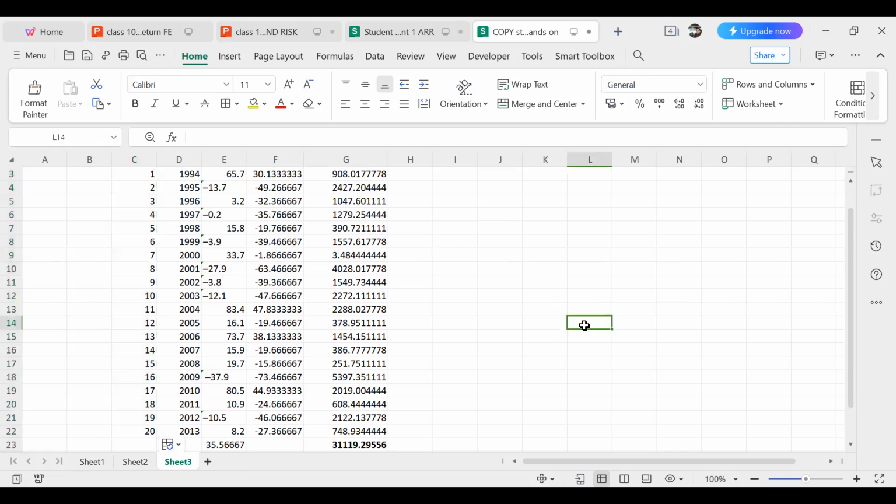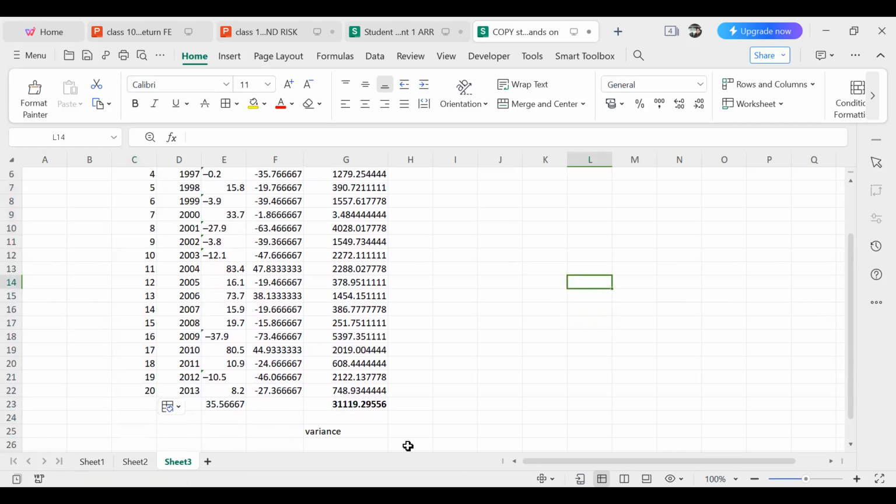Ma'am, for the 20 years, for the variance you simply divide it by 19.